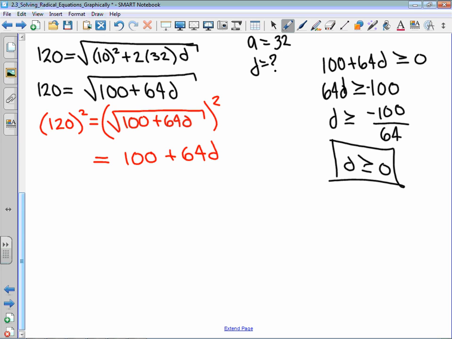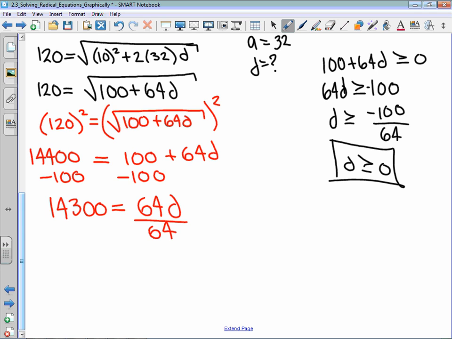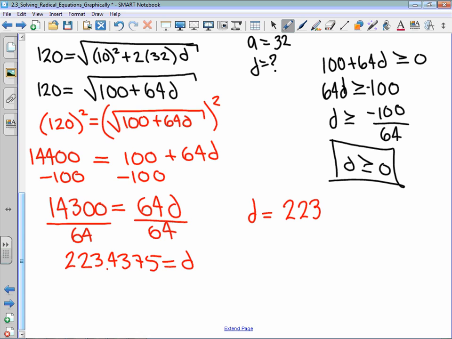Okay, on the other side, 120 squared is a pretty big number. It is 14,400. But in order to solve this, I have to subtract 100 from both sides. I get 14,300 is equal to 64d. I then divide by 64, and what I get is that 223.4375 is equal to d. So the vertical drop to the nearest foot is 223 feet.